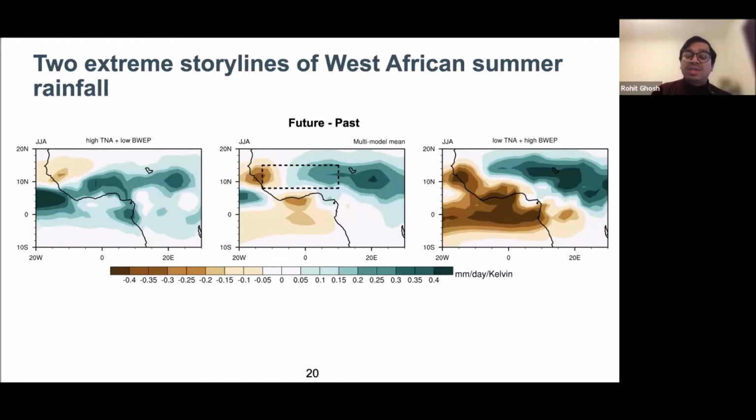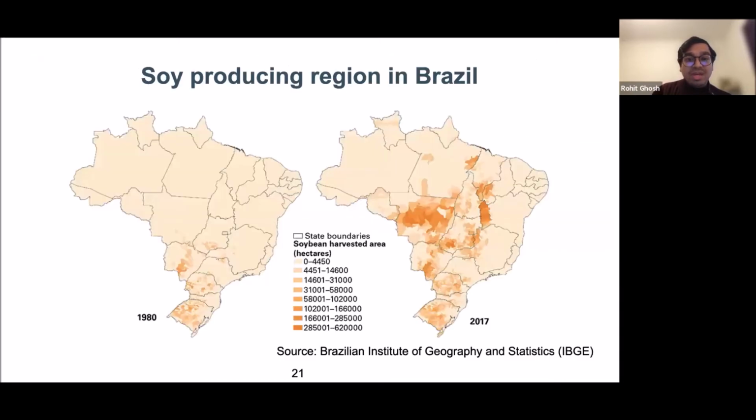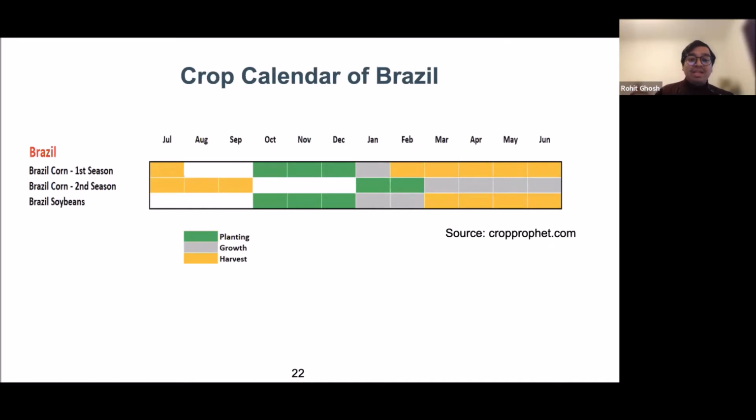And then applying the same method for Southeast Brazil. So for Southeast Brazil, here I'm showing you the main soya producing region. This figure I took from the Brazilian Institute of Geography and Statistics page. They are showing the difference in the harvested area of soybean in hectares that changed from 1980 to 2017. So you can see this key region that is now producing more soya because of the increasing demand with time. And I will focus mainly on the planting and the growth season.